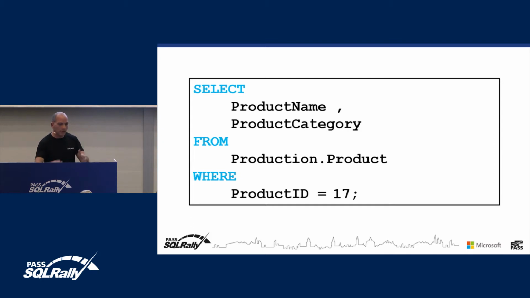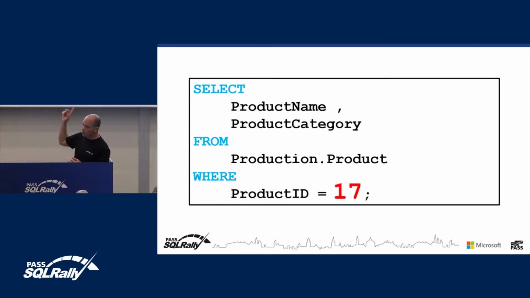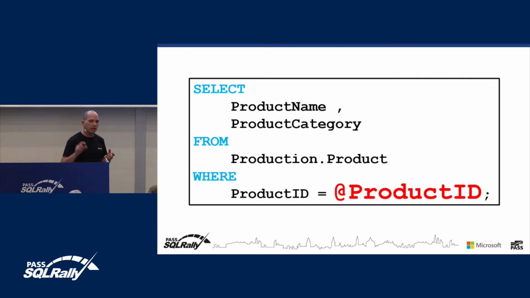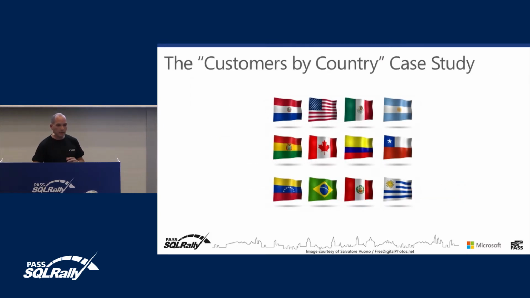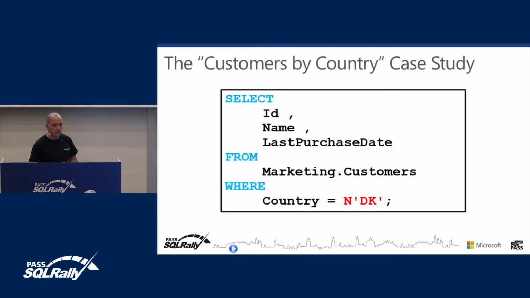Good. So this is my case study. Just a query to show you, this is the parameter I'm talking about. This one can be a constant value. It can be 17, 63. It can be a parameter, the @ sign and the name of the parameter. And I'm going to talk about a simple use case to demonstrate what I want to show you. And this is it.